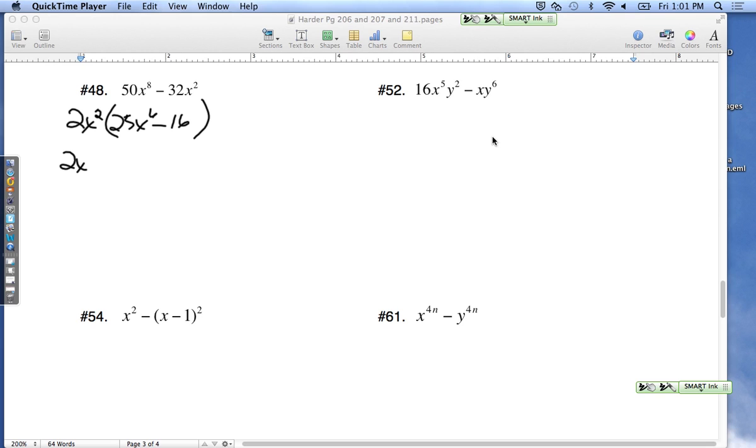So here the 2x squared simply gets copied over, and I factor 25x to the 6th minus 16 as 5x cubed plus 4 and 5x cubed minus 4. So my final answer is this. And I cannot break down 5x cubed minus 4 anymore, even though 4 is a perfect square. I have the subtraction. 5 is not a perfect square, and the x to the third, that is an odd number, so it's finished. It is as simplified as it can be.